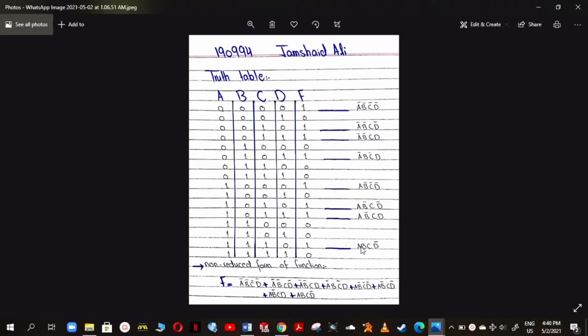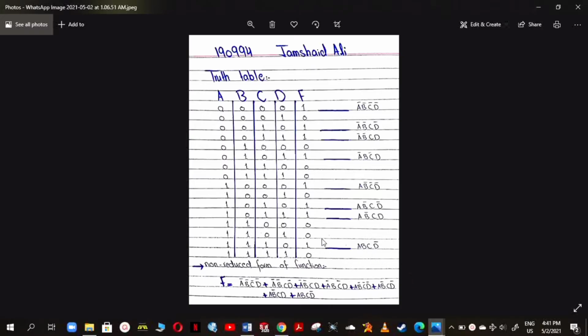In the next case only B is 0, so I complemented the B variable, and all others are simply A, C, and D. In the last case only D is 0 and all others are 1, so I complemented only the D term, and all others are 1, so I write A, B, and C.